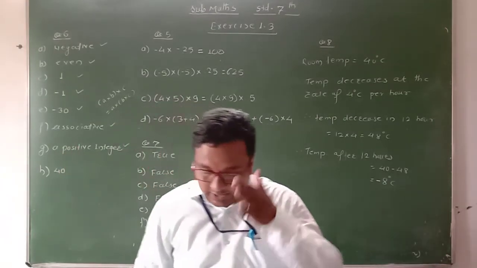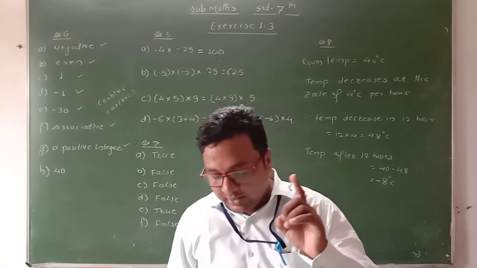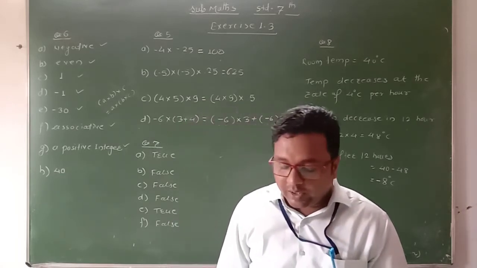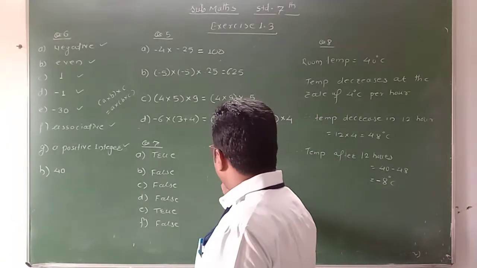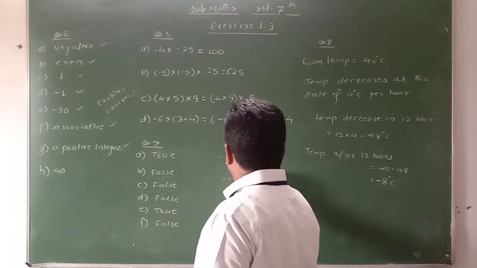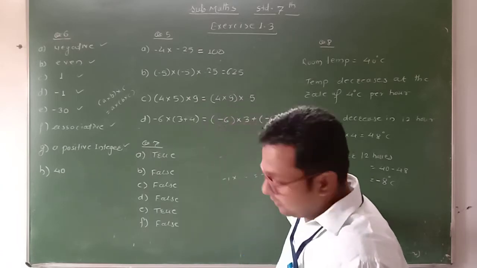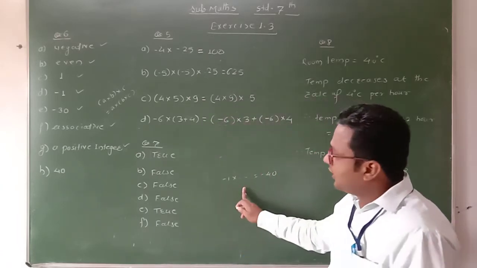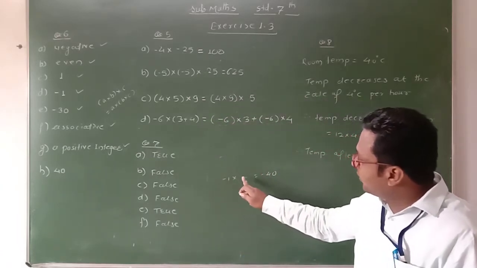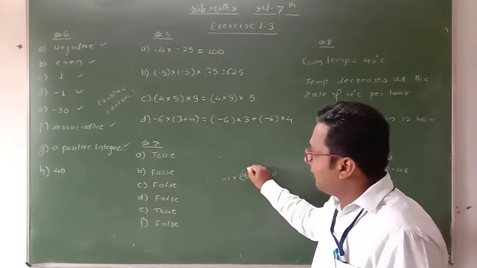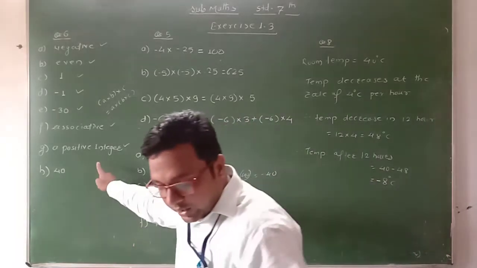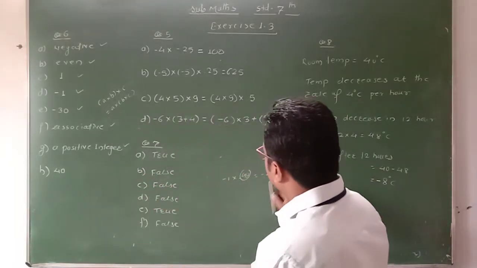Clear? Then H, filling the blanks is given: the integer whose product with minus 1 is minus 40 is... minus 1 times which number gives minus 40? The product of a negative and a positive gives a negative answer. So obviously the answer there is 40. Therefore the answer for H is 40.